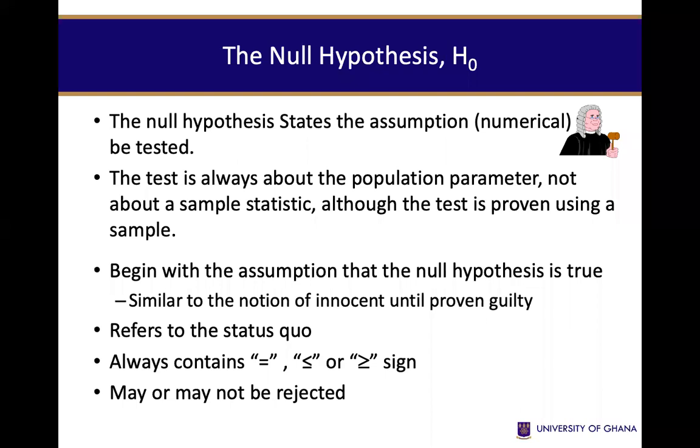And in hypothesis testing, there are two statements that we make. And this is where, if you've never paid attention, this is where you pay attention. We have what we call the null hypothesis, and we have what we call the alternate hypothesis. So we make two statements about a parameter, the null and then the alternate.